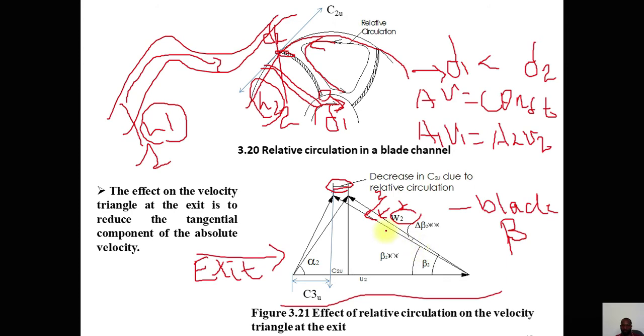Therefore, what you have to remind yourself is that there is influence on alpha, which is the flow angle, and there is influence on beta, which is the blade angle. What happened to alpha? Decrement. What happened to beta? Decrement. But the relative velocity is increased in magnitude.